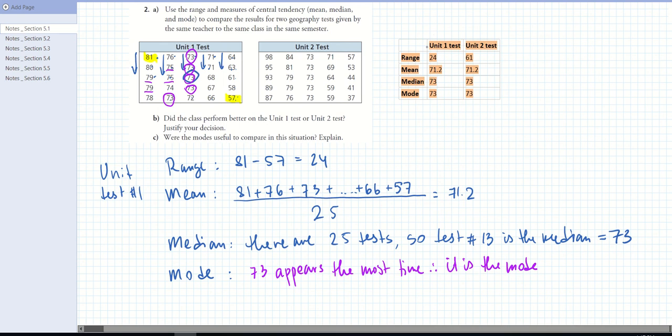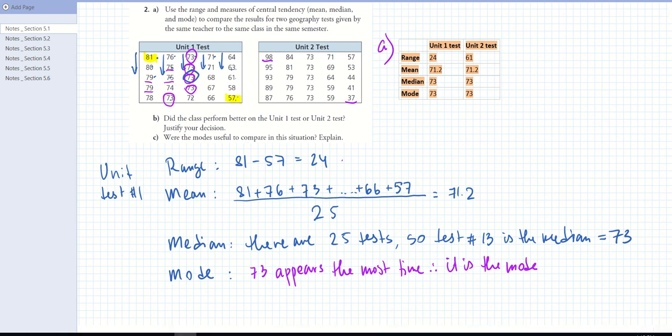Like I said, I already put the values here. For test number 1, we have the range of 24 that we found here, the mean of 71.2, the median, which is the number in the middle, number 13, which is 73, and the mode, the number that occurs the most times, which is 73. You would do the same thing for unit test number 2, and you're going to find the following values. The range here is going to be 61, from 98 minus 37. That's quite a big range, quite a big spread. So this is your part A, making this table and finding all those values.